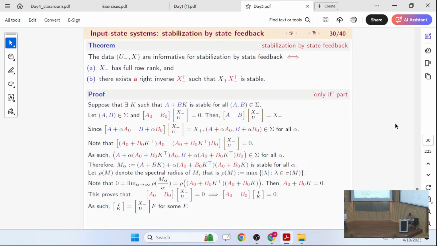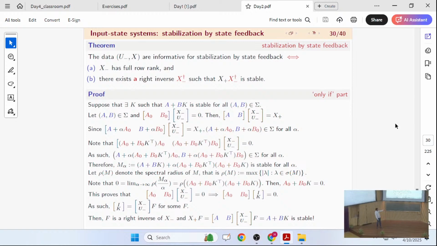Then I showed first A holds, and then there is this F, right inverse. The only thing I need to show is that the eigenvalues when I use F are in the region CG. But if I use F, then this X plus F is nothing but A plus BK, and the eigenvalues of A plus BK are in CG. So this is a bit more general than ordinary stabilization, deadbeat, or even pole placement.